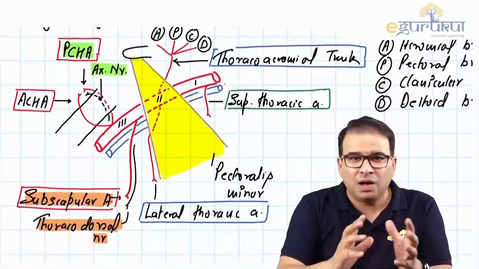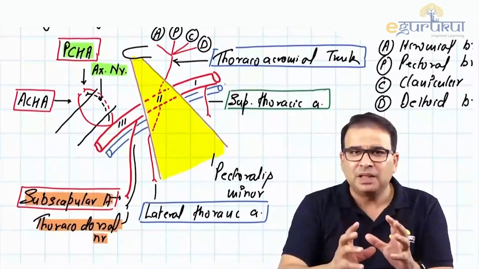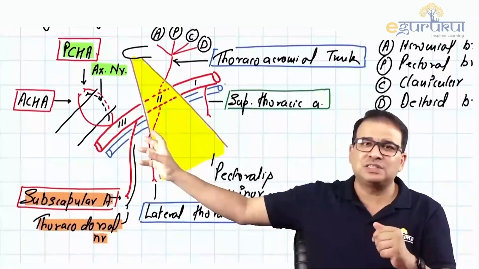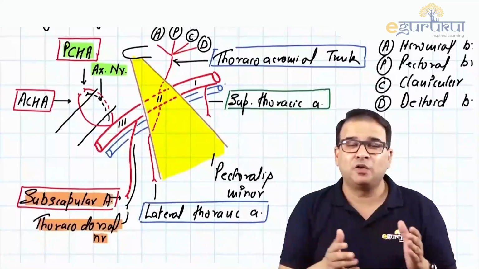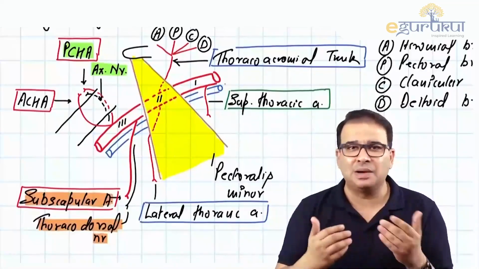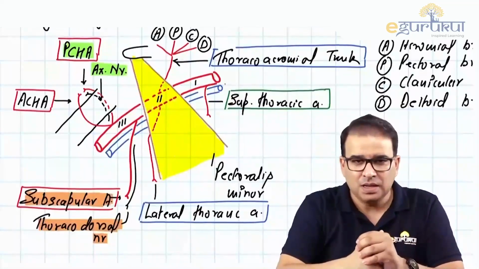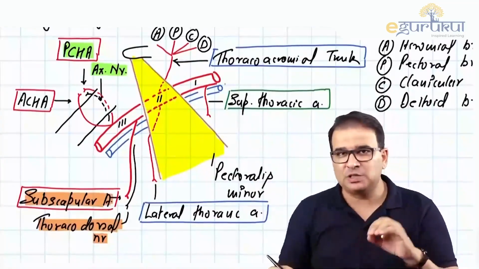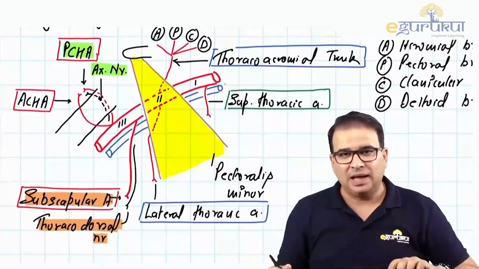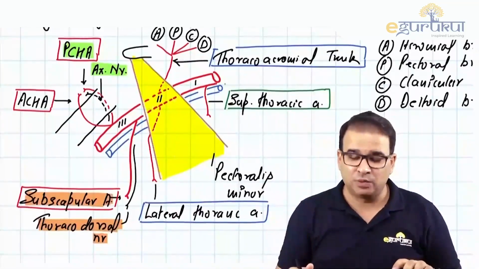So don't try to mug up all these relations. It's pretty simple, and especially the third part relations, you just have to think about the cords of the brachial plexus and the branches coming out from the cords of brachial plexus, and you can easily compare it. Now, knowing these branches, first let me show you these branches on an atlas image, and then we will talk about the anastomosis around the scapula.